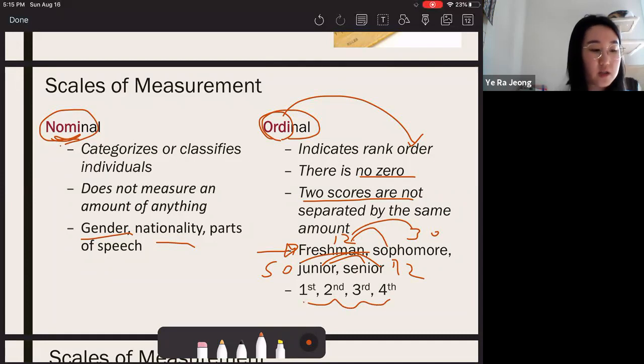So you came in first place or second place, third place or fourth place. The distance between first and second might be a few seconds, whereas the distance from second to fourth might be an hour. Okay, so in an ordinal variable, the scores are not separated by the same amount.